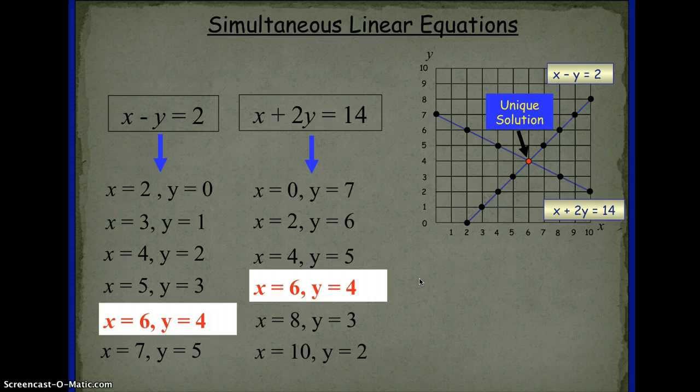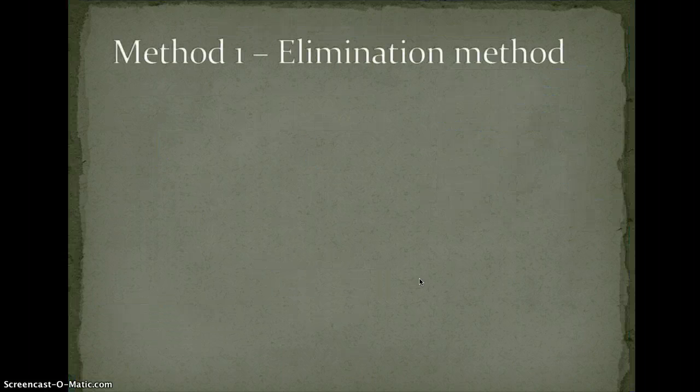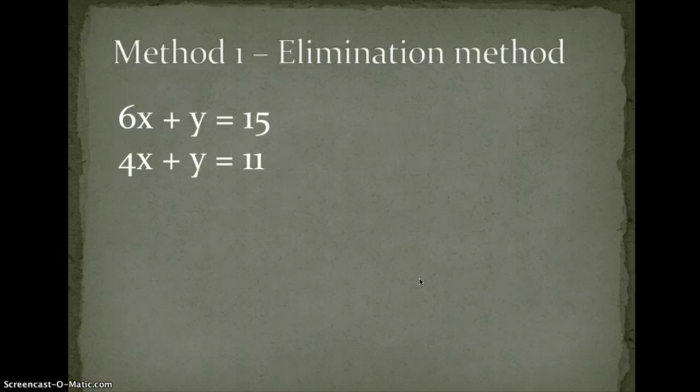Okay, moving on. The second strategy is called the elimination method. The idea for this one is to eliminate one variable, and what you're looking for is a variable that has the same coefficient. Here you can see that y has the same coefficient, which is 1. So we would like to eliminate or remove y.